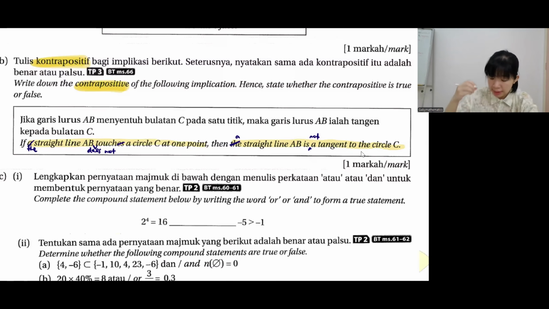For BM students, jika, you're going to write things at the back. Garis AB bukan. So this one change to bukan. Tangent kepada bulatan C, maka garis lurus AB tidak menyentuh bulatan C pada satu titik. Okay, so I write English.